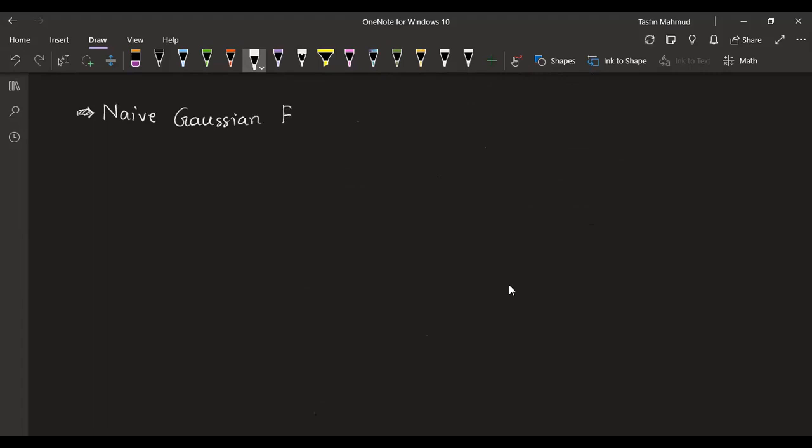This is called the naive Gaussian elimination. Naive means this approach is not that much smart. We can make this approach better. After doing some modification, we will get the complete Gaussian elimination.